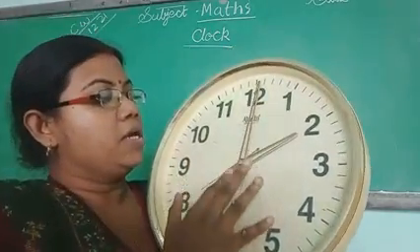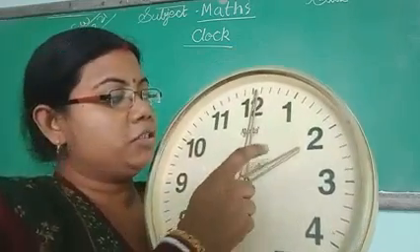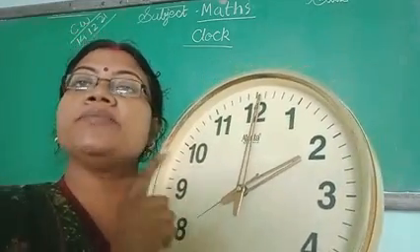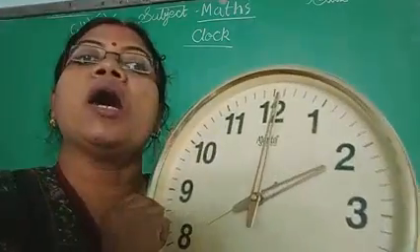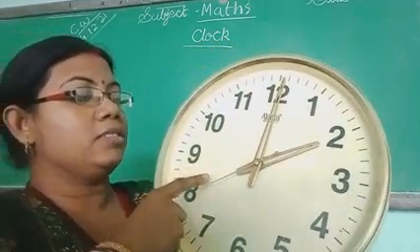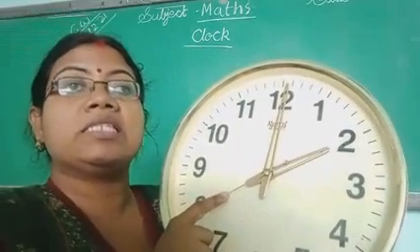This is the minute hand. This is the long hand. This is the short hand. Long hand, another name is minute hand. Short hand, another name is hour hand. And this is the second hand. This thin one shows us seconds.